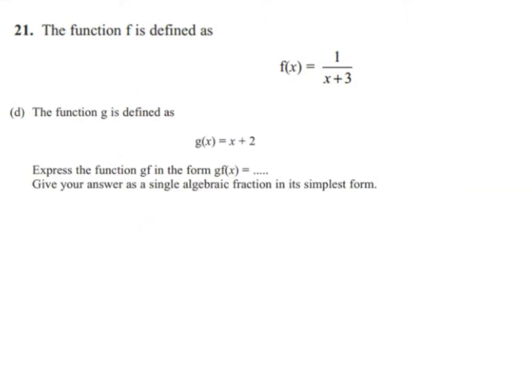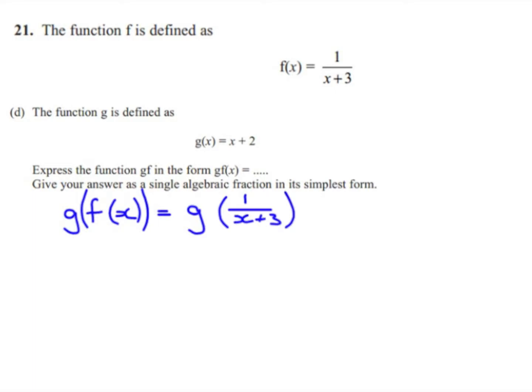Now part D of this question is quite difficult. We're given a second function g of x is x plus 2, and we're asked to find g of f of x. Now I always start these questions by putting in an extra bracket, and I want to find g of whatever f of x is. But I know what that is, it's 1 over x plus 3. So I need to do g of that. What does g do? It takes what's in the brackets and adds 2 to it.